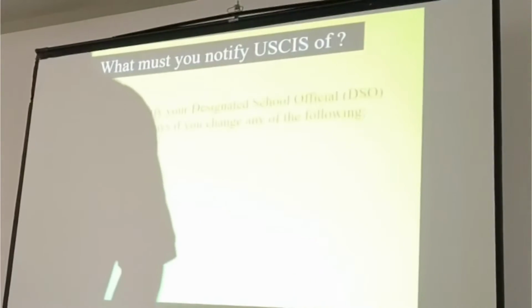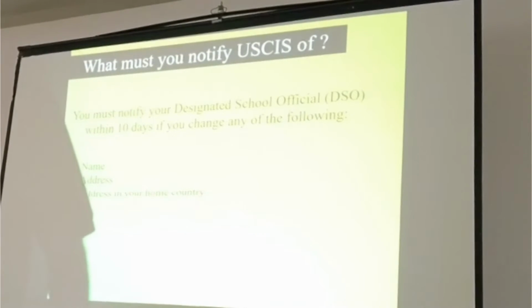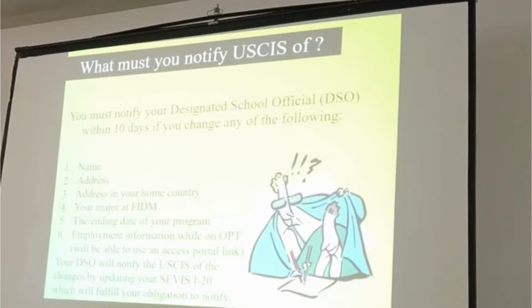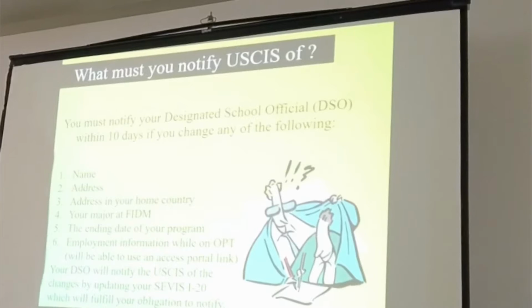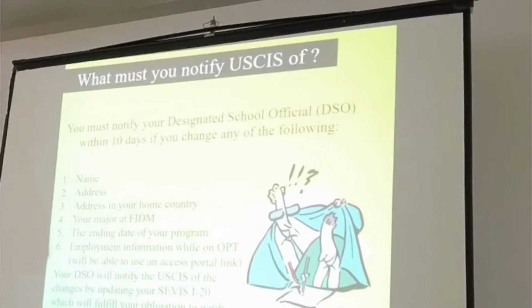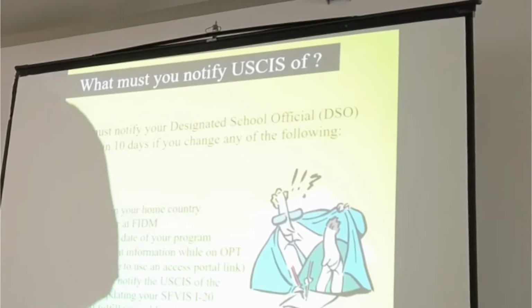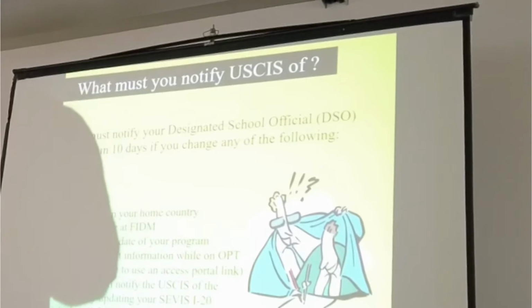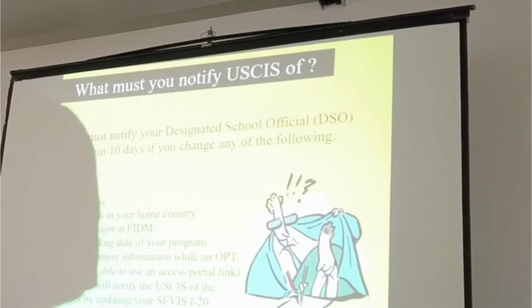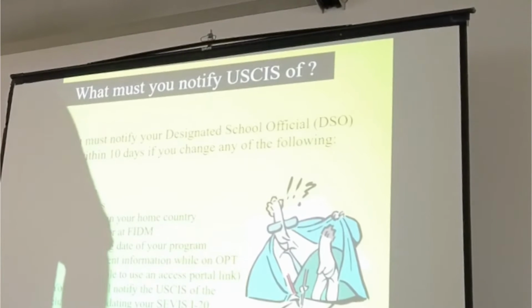What do you need to notify the USCIS of? Within 10 days, you're supposed to do the following. You're supposed to notify the USCIS. Basically, you notify me and I notify the USCIS. Any changes in your name, if you get married or you change your name to something else, any changes in your address, whether it's in the U.S. or your home country, if you change your major, if you change your program, you need a new I-20, you may need a new extension, again, with the program end date, paying attention to that. Employment information while you're on OPT.